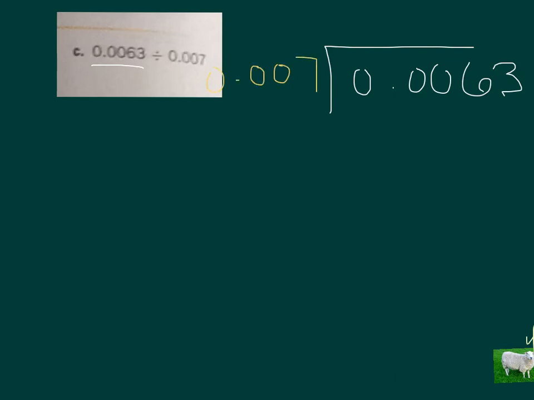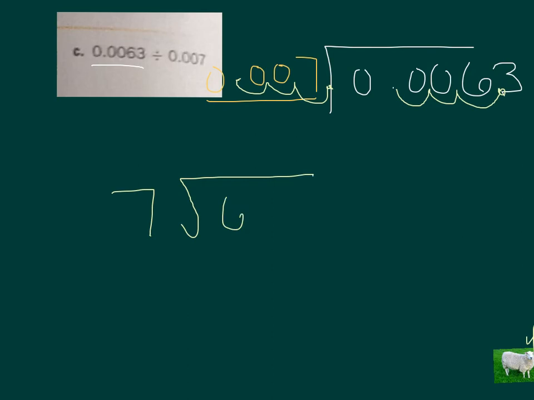0.007. Again, I cannot divide a decimal out here, so what I need to do is actually move the decimal point 3 spots, 1, 2, 3, to make it a whole number. If I move it 3 over there, I need to move it 3 over here, 1, 2, 3. So my new problem now is 7 divided by 6.3.